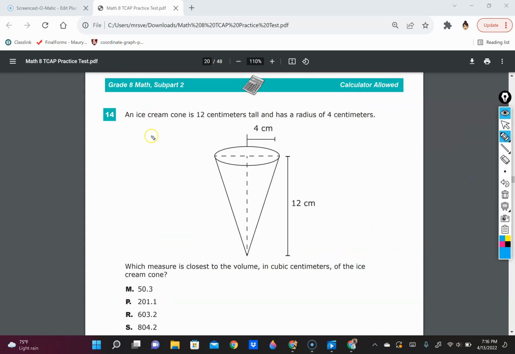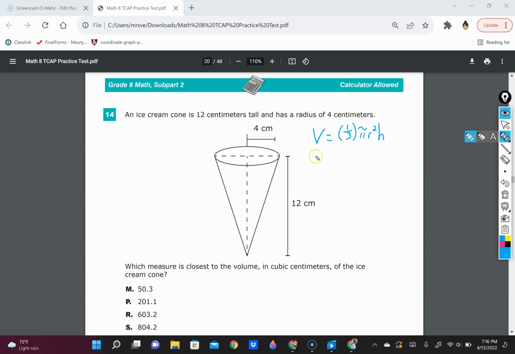Number 14. An ice cream cone is 12 centimeters tall and has a radius of 4 centimeters. Which measure is closest to volume in cubic centimeters of the ice cream cone? This is a formula we have to have memorized. Volume of a cone is 1/3 times pi times r squared times h.